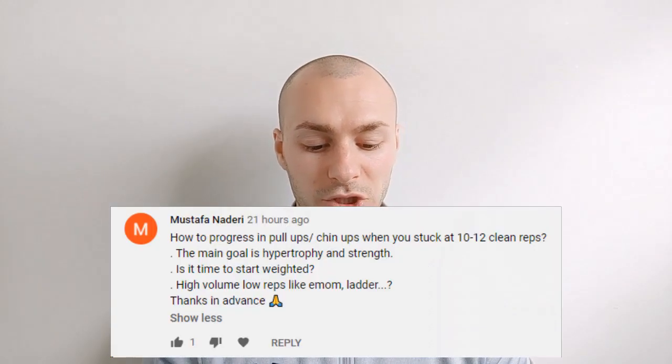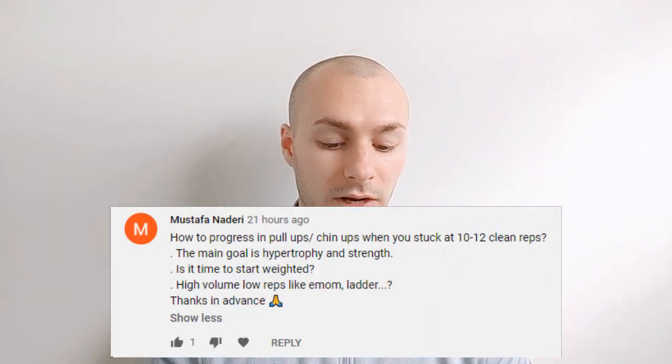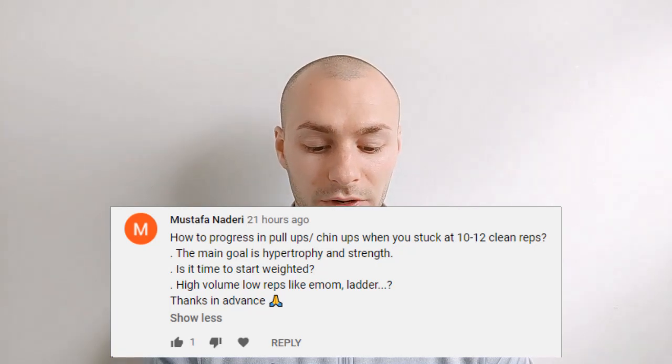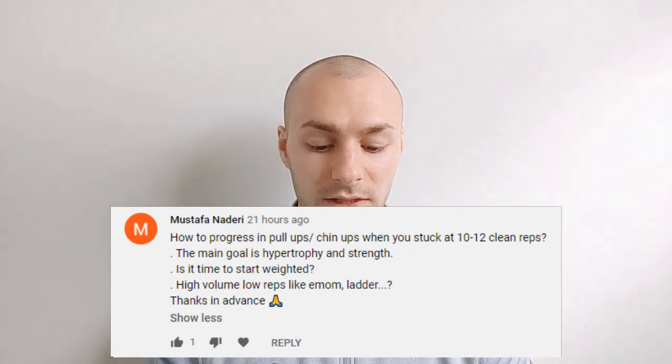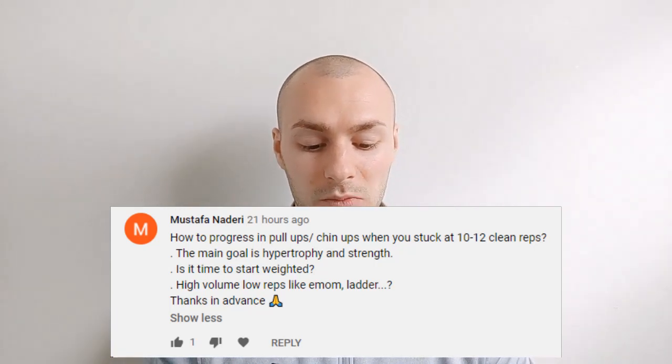So next we actually have two questions that were quite similar. The first one is just a general, how can you increase your pull-up? And the second question is, how to progress in pull-ups / chin-ups when you're stuck at 10 to 12 clean reps. The main goal is hypertrophy and strength. Is it time to start weighted? High volume, low reps like EMOM, ladder. Thanks in advance.